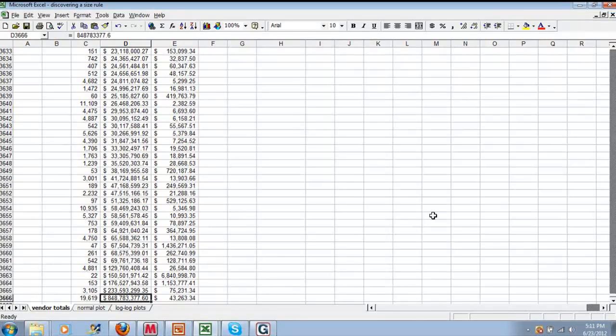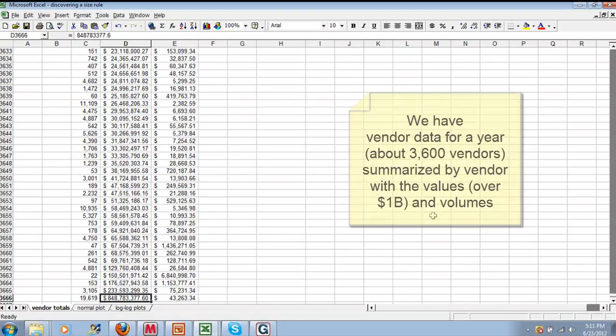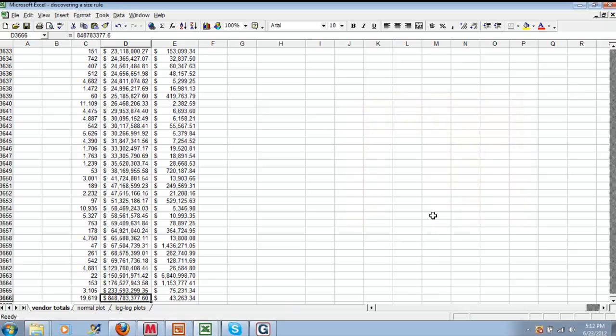So here we are in Excel. We have a sample data file. This is from a big Fortune 500 company. It's vendor data for a year. There are about 3,600 vendors in this file. And you can see by the dollar values that the total is in the billions. This is a very large company.